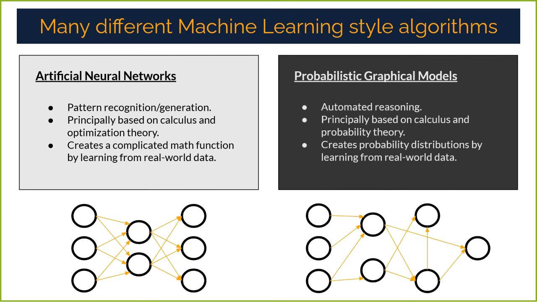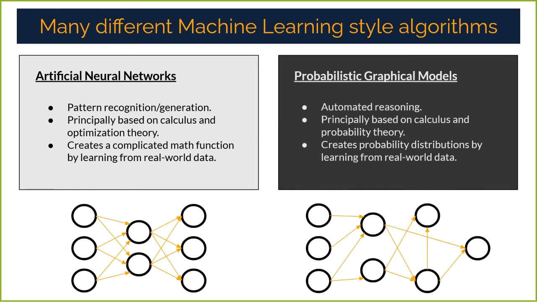There are many different kinds of machine learning styles and architectures. The previous one that was just mentioned is artificial neural networks. This is the classic neural network most people think about. It's really good at pattern recognition and generation, and it's based on calculus and optimization theory.